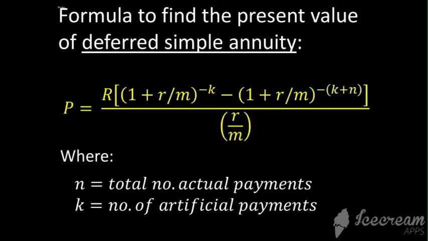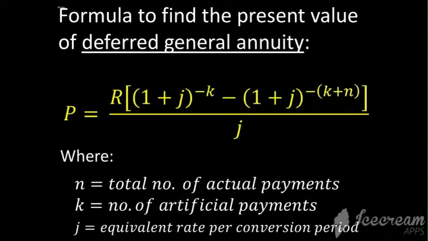Now here's the formula to find the present value of deferred simple annuity. N is the total number of actual payments and K is the number of artificial payments. And here's the formula to find the present value of deferred general annuity. N is the total number of actual payments, K, number of artificial payments, and J is the equivalent rate per conversion period.